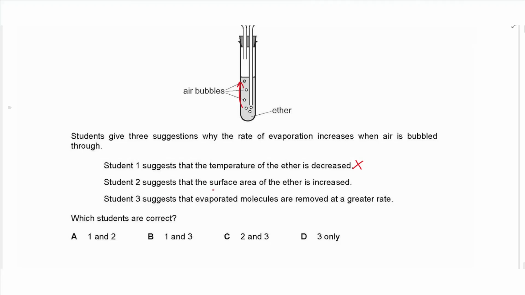Student 2 suggests that the surface area of the ether is increased. Yes, since the area of the liquid in contact with air increased due to the bubbles having their own surface area. Student 3 suggests that the evaporated molecules are removed at a greater rate. Yes, since technically there is wind. So suggestions 2 and 3 are correct. So the answer is C.